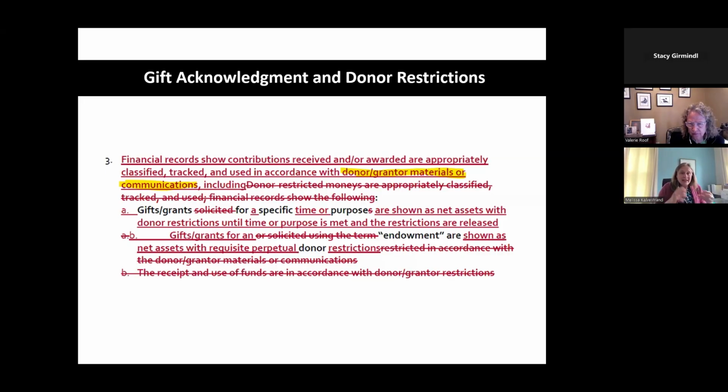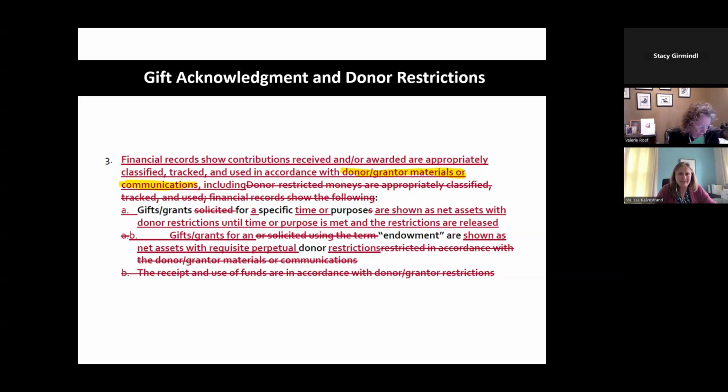And if it's not in the upfront solicitation materials, then that could also, and that's kind of the first place we look. And if it's not in there, then we are also looking at how those gifts are acknowledged as well. So that's when we say those donor grantor materials or communications. We're looking at that as the full package of information.